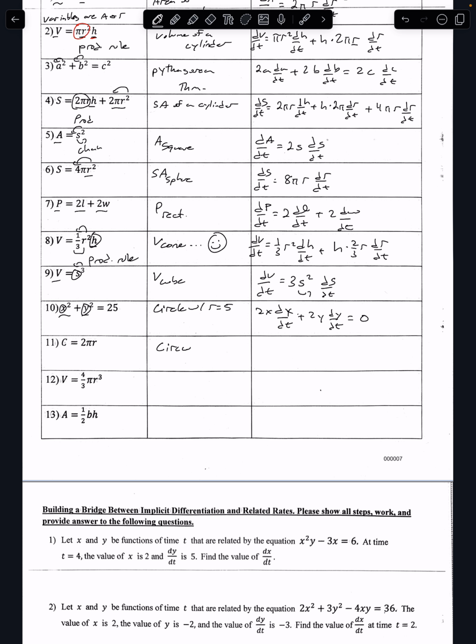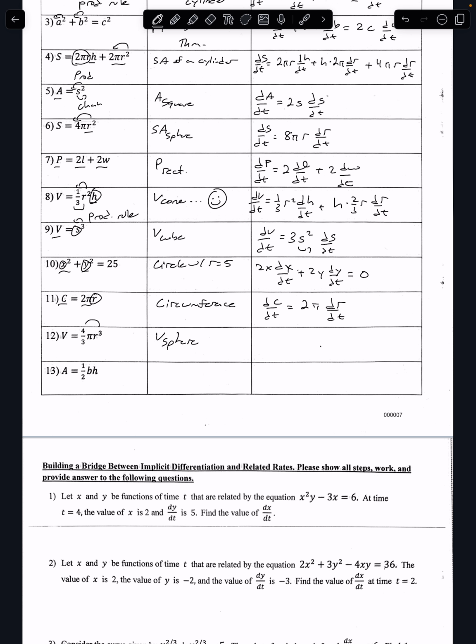Circumference of a circle, this just becomes dC dt, you ready? 2 pi, well, what's the derivative of r? Just dr dt. All right, volume of a sphere, again, you have nothing to sphere but sphere itself. Ready? Here we go. We'll take that derivative. We get dV dt is, drop your power, this becomes 12/3, which is just 4 pi r squared. And then don't forget your chain rule, dr dt.